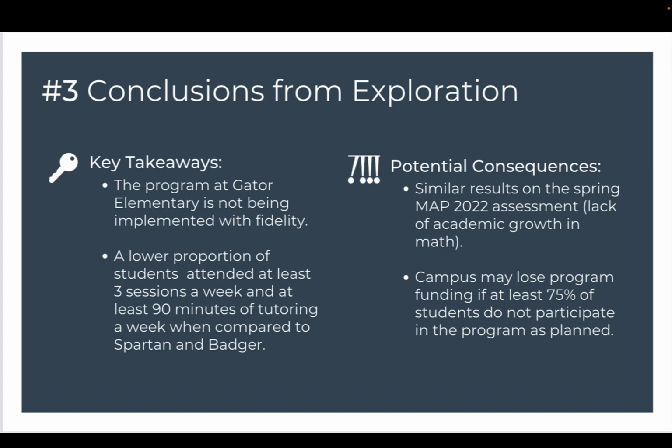If changes are not made, we can expect to see similar results for Gator Elementary on the spring 2022 MAP assessment, or a lack of growth in the percent of students scoring at grade level. In addition, due to the requirements of the program and funding, Gator Elementary may lose the program funding if at least 75% of students are not participating in the program as planned.